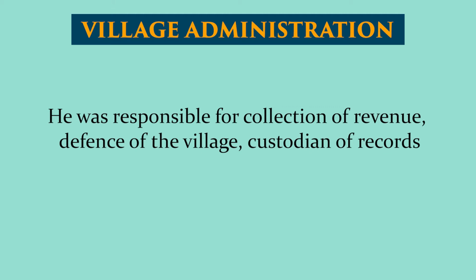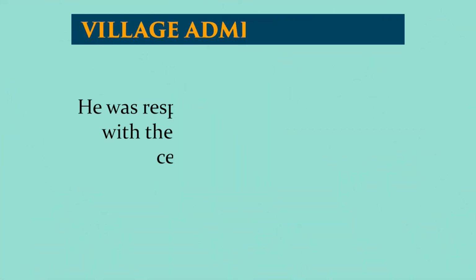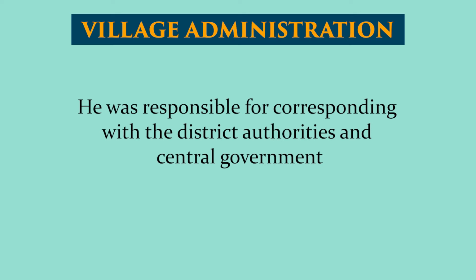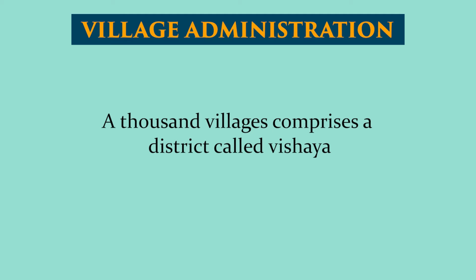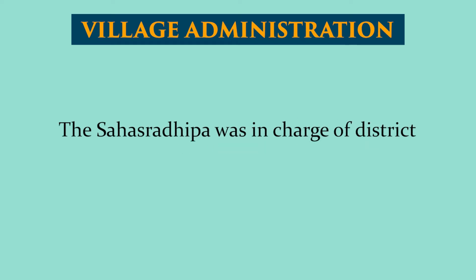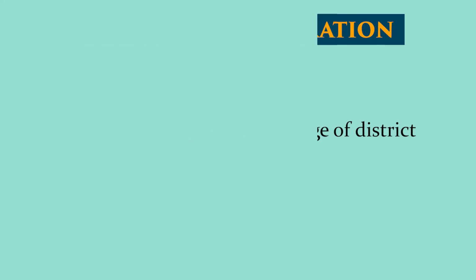general administration. He was also responsible for the defense of the village, and he was the custodian of all records. He had to submit all the records to the king when he was asked to do so. He was responsible also for corresponding with the district officials and provincial officials. In fact, it was believed that 1,000 villages comprised a district called the Vishaya. Many districts formed a province, and many provinces formed the state.